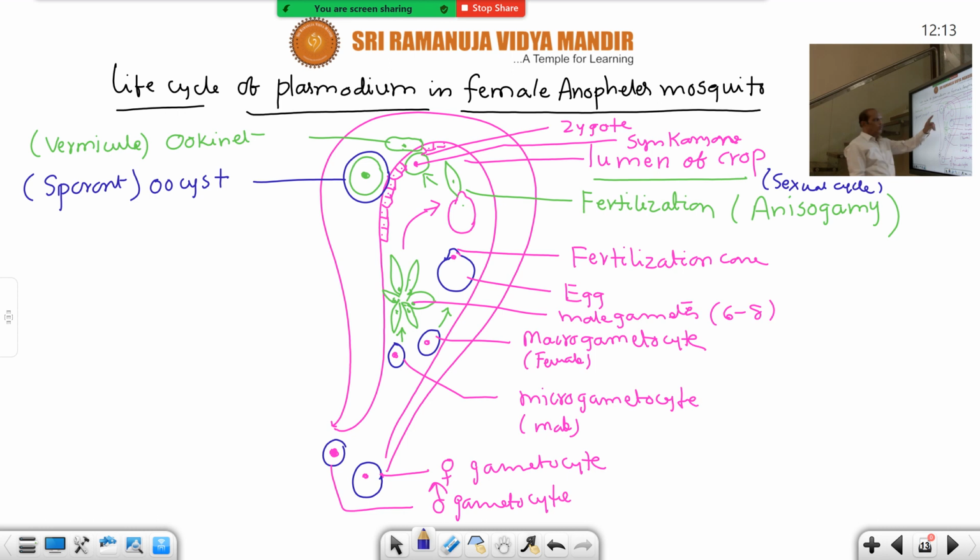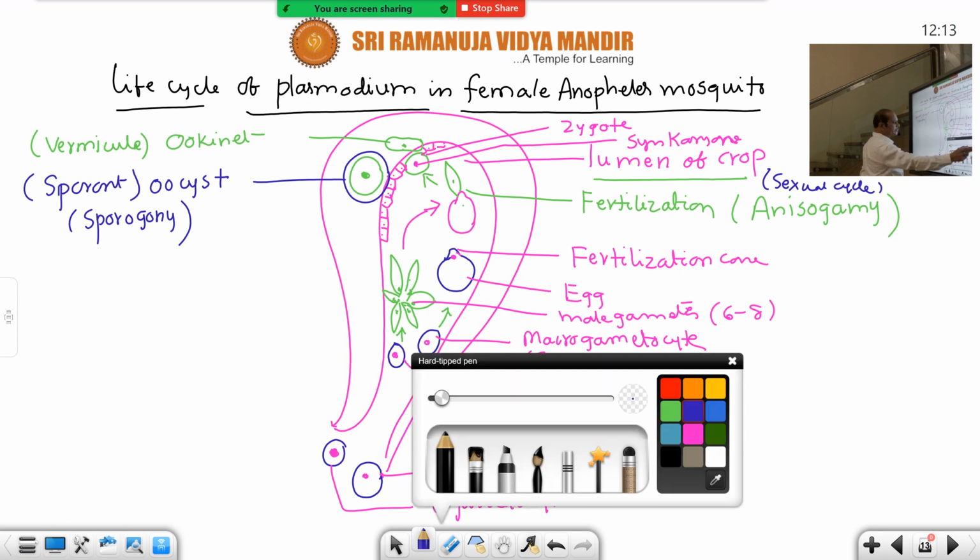Now outside the lumen, on the wall of the crop, it is called sporont, oocyst. Sporont undergoes sporogony, so sporogony occurs on the wall of the crop. Gametogamy occurs in the lumen of the crop. Now this oocyst, in which the nucleus divides into a number of nuclear bits. So this is oocyst. Let us draw a number of oocysts here like this, because all these stages we have to draw.